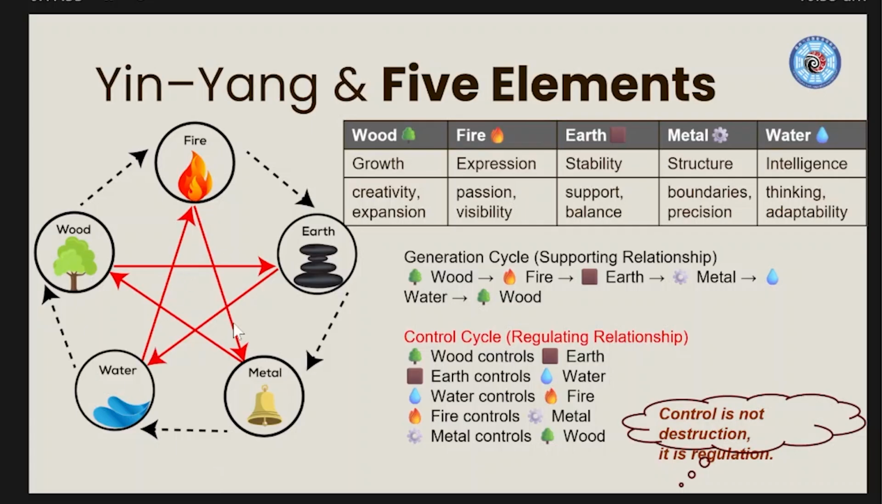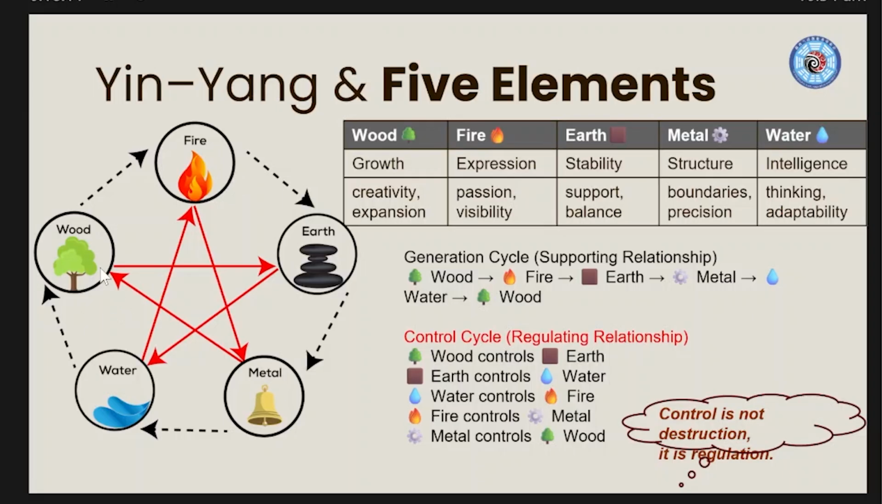And we can find there's another type of relationship in between. It's like a star. So this circle we call the control circle. Also still need to remember, control here does not mean destruction. It's not that bad. It's just a kind of regulation. And if we want to keep everything balanced, we need to use the control or regulation relationship.